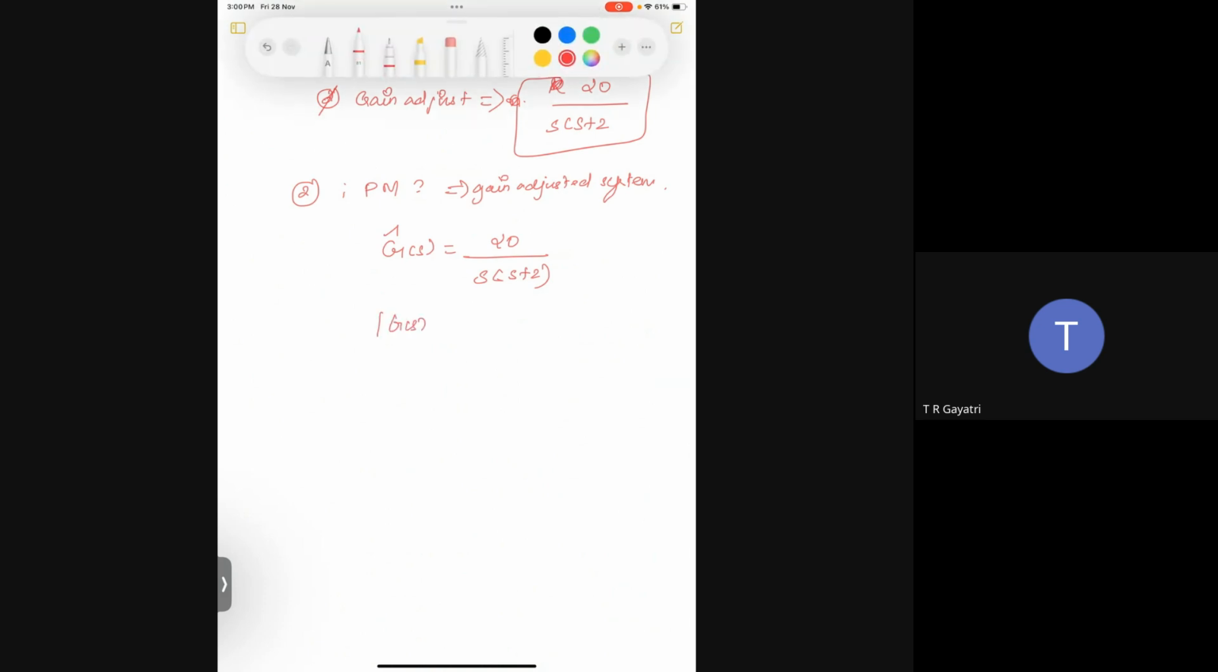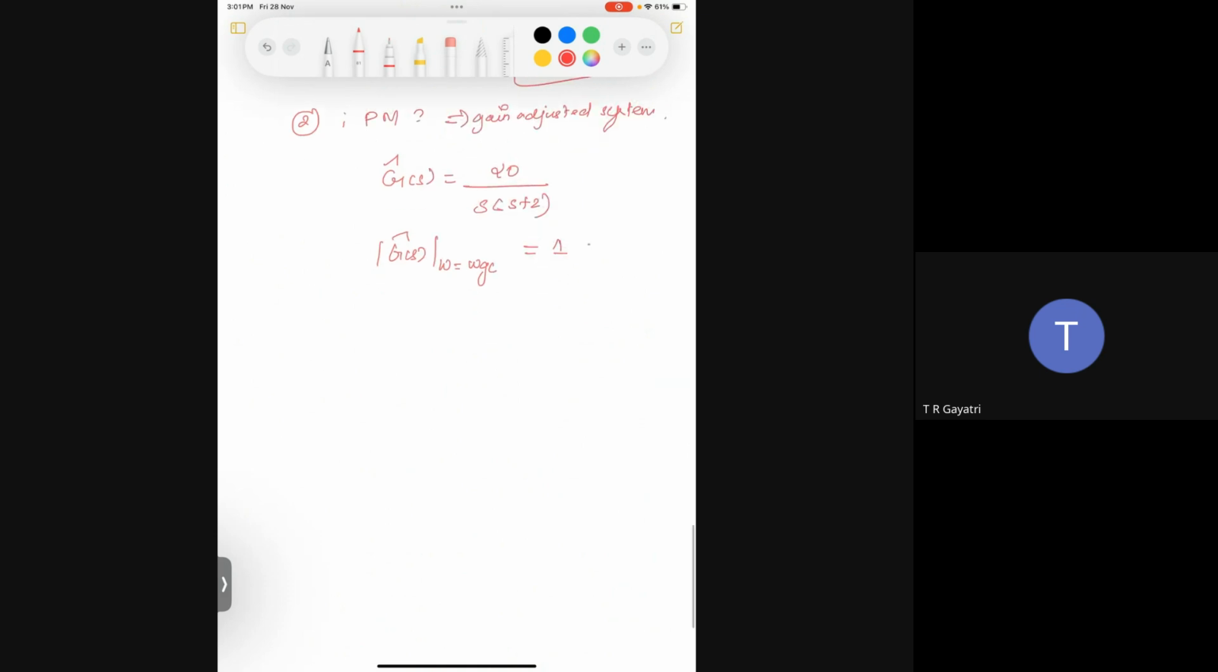We will find the magnitude of this gain-adjusted system at the frequency where it is the gain crossover frequency. So when omega is omega GC, the magnitude will be equal to 1. At gain crossover frequency, your magnitude will be equal to 1. That's where you find it. So we will just equate this magnitude to 1.